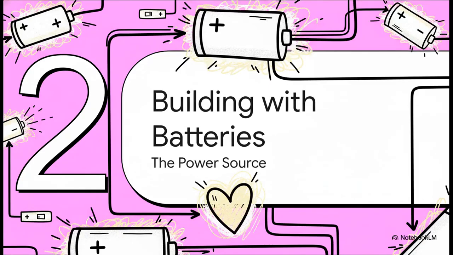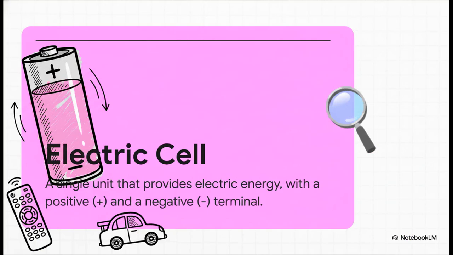All right, now that we know the language of circuits, let's talk about what makes them go. The power source. Every single circuit needs one, and most of the time, that's a battery. It's pretty much the heart of the whole operation. So everything really starts with this little guy, the electric cell. I bet you've seen tons of these, right? In your TV remote, in toys, they're everywhere. And you'll always see it has two ends, a positive side and a negative side. This is the basic building block of our power.